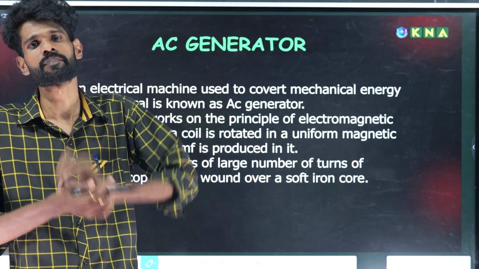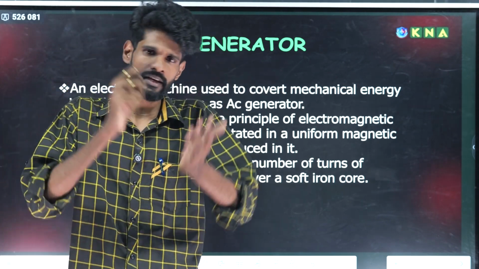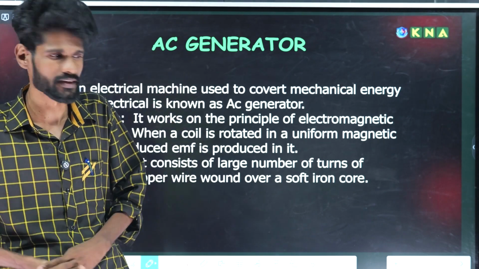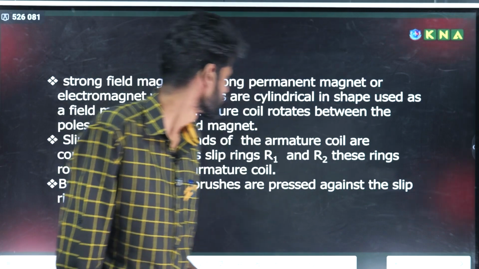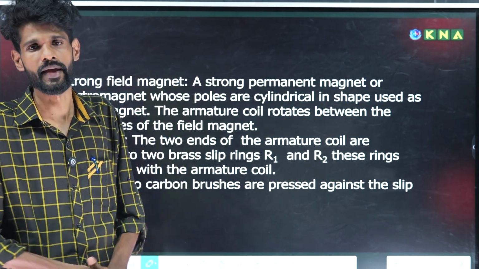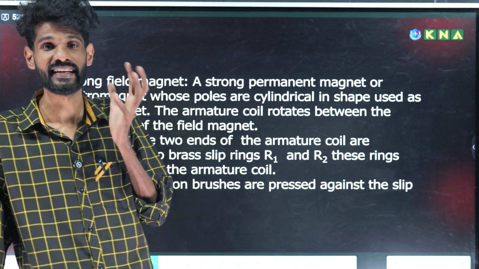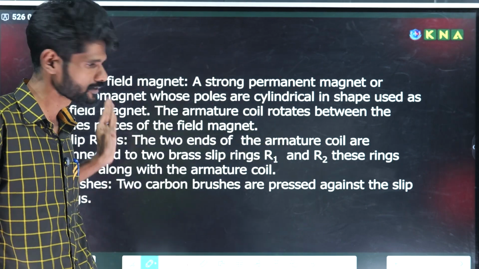So what are the major parts of a generator? The major parts of a generator are the armature, field magnet, slip rings and graphite brushes. Here, the strong field magnet is a permanent magnet or an electromagnet whose poles are cylindrical in shape. That is used as the field magnet.